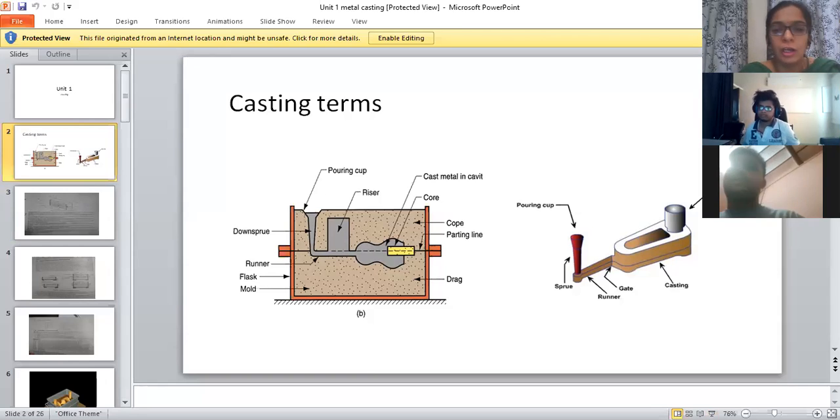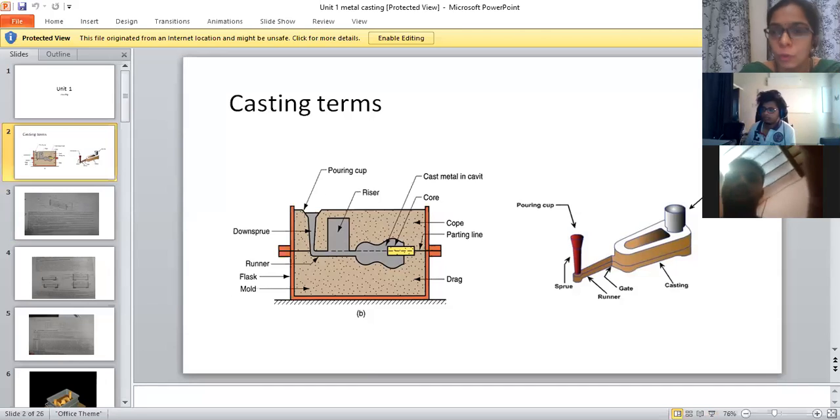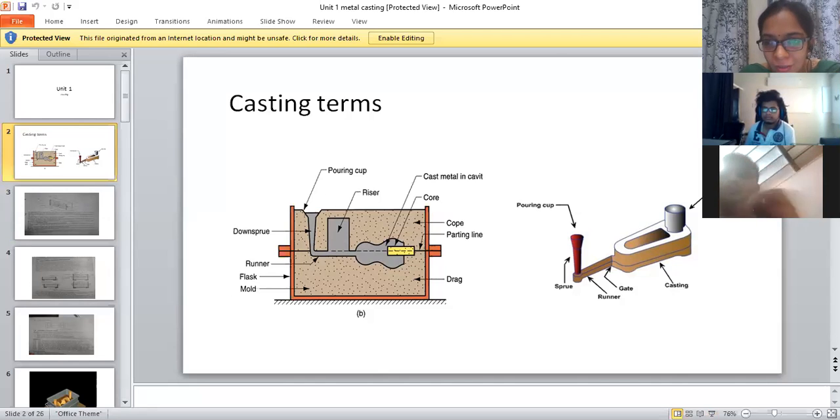So in the first unit, you will get most of the questions for the SAEs, properties of sand. Do you remember the properties of sand?